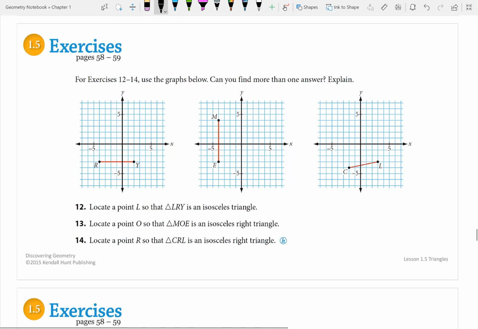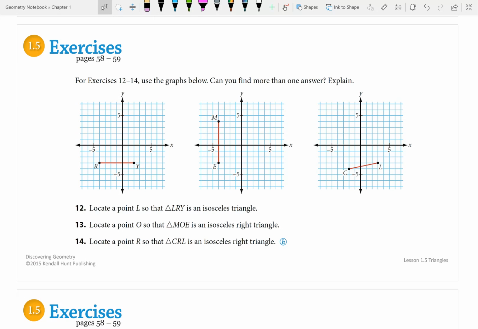And 12 and 13. Okay. Use the graphs below. Can you find more than one answer? Explain. Locate a point L so that triangle LRY is an isosceles triangle. LRY. Let's see here.